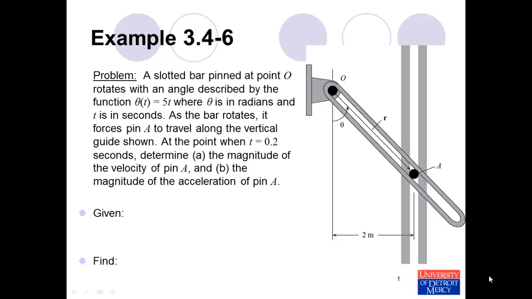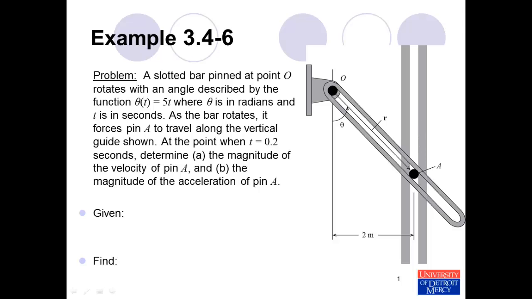So as we read the problem, we try to understand what's happening. We can sort of see this figure here, and we can imagine that this bar pinned at O is rotating upwards. And as it rotates upwards, this pin is forced to move up this slot.